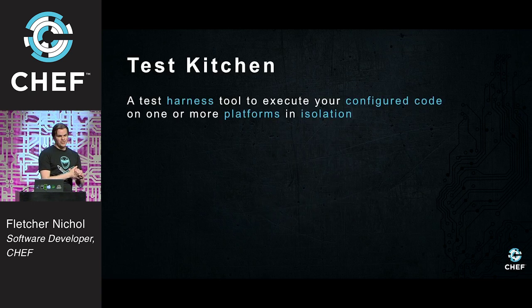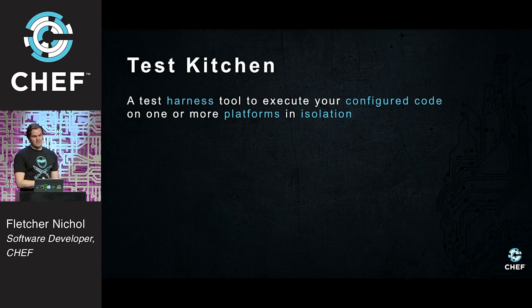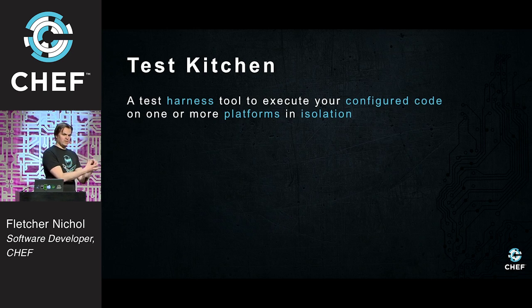So what is Test Kitchen? This might not be the best description, but it is a description. It's essentially a test harness that lets you run your Chef code, your automation code, on a particular platform or multiple ones in discrete isolation. So you have a way of saying, I need to do A, B, and C with this bit of code, and therefore I need to test it three times discretely.